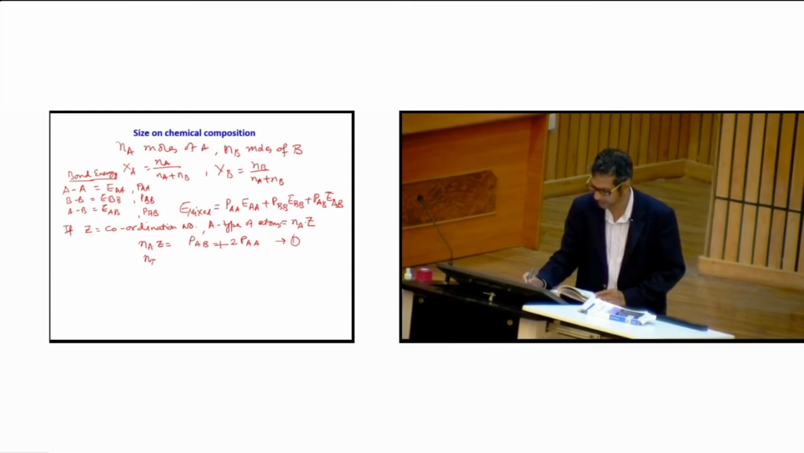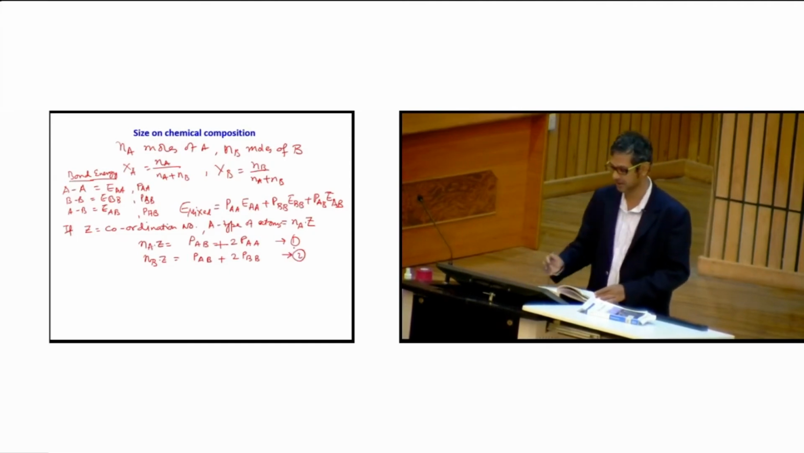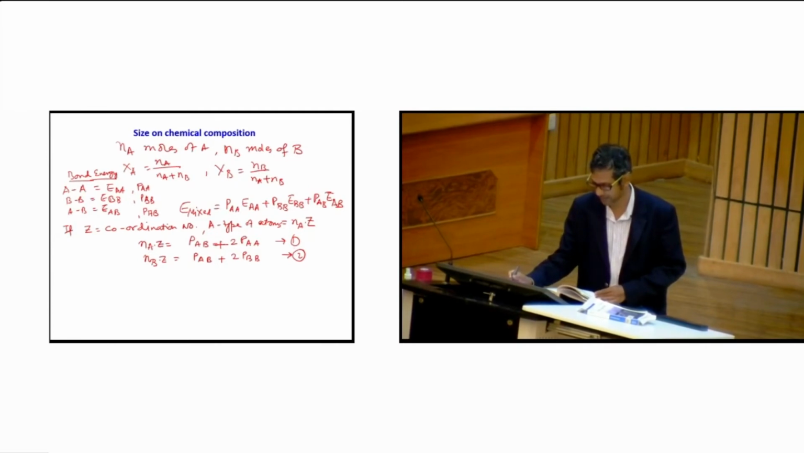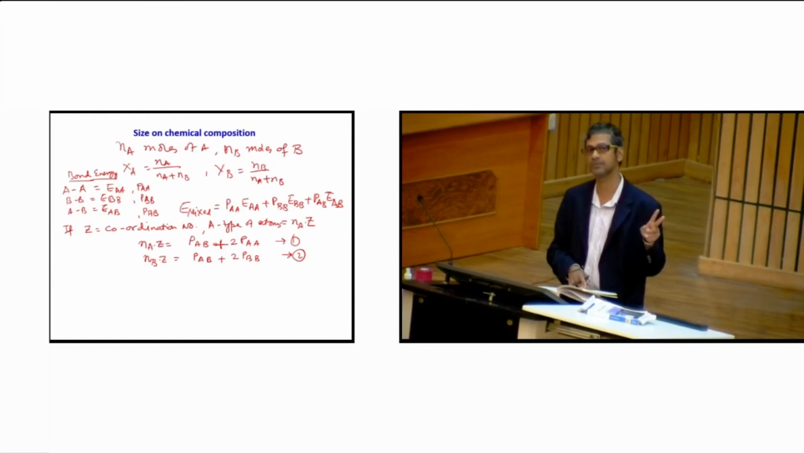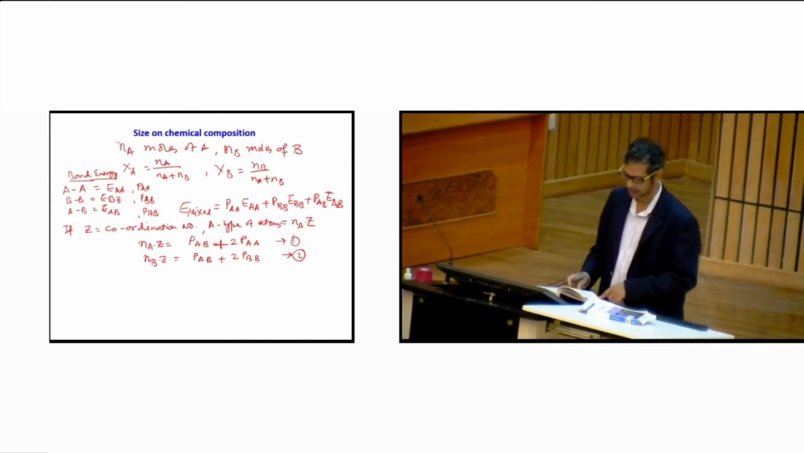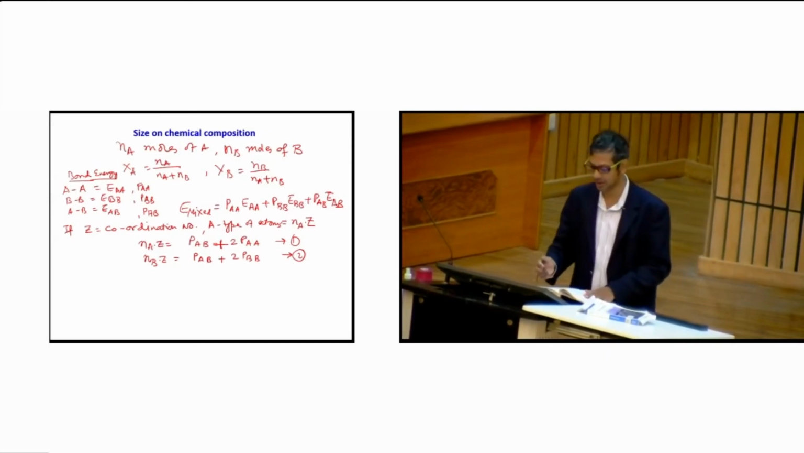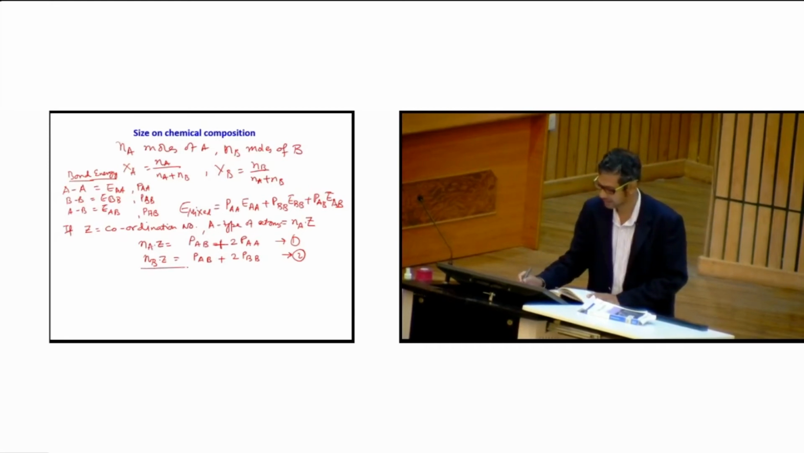Similarly, I can write N_B Z, the number of B atoms, equal to P_AB plus 2 P_BB. I hope this equation is clear to you, right. Why is the factor 2 coming? The factor 2 is coming because each BB bond has 2 B atoms, so you have to double the number of B atoms for one bond, that is why. So you can easily solve these two equations, okay.